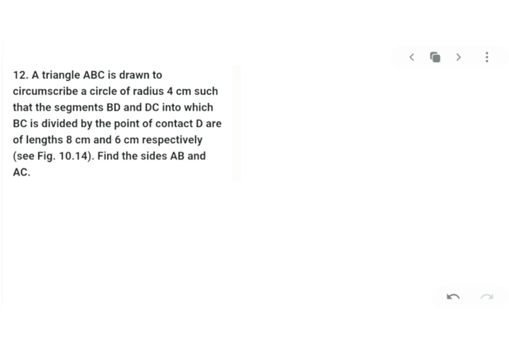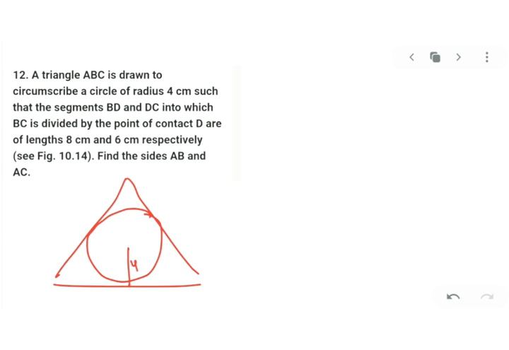In our next we have a triangle is drawn to circumscribe a circle. एक circle के ऊपर हमने एक triangle बनाया है. So मैंने पहले triangle बना दिया, फिर circle बना दिया. आप पहले circle बनाओ, फिर triangle बनाओ. Okay, then it says of radius 4. Okay, the radius is 4. So if I join this will be 4.